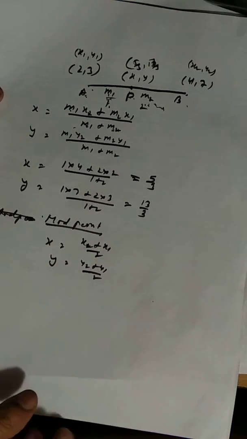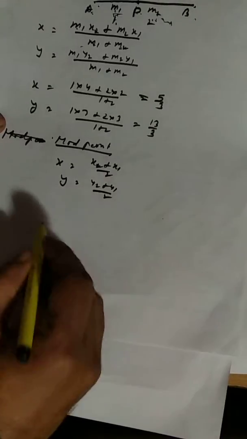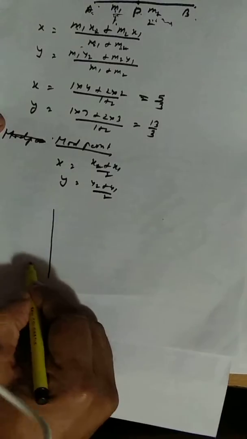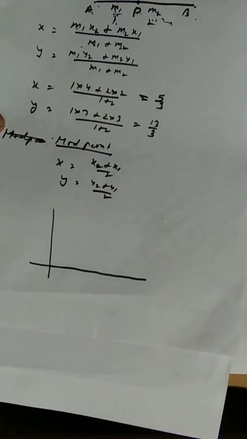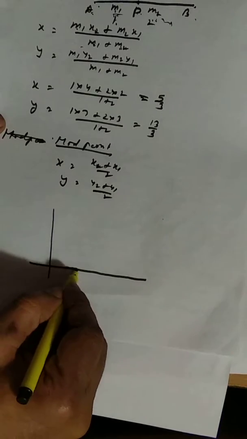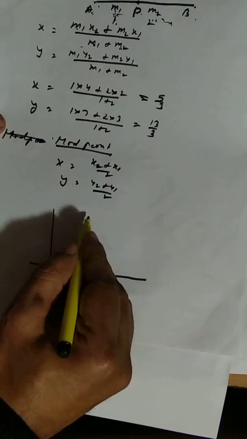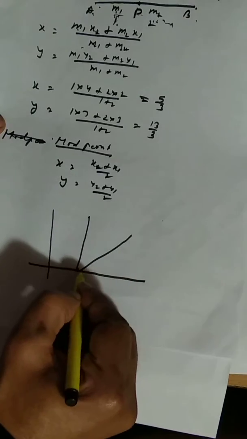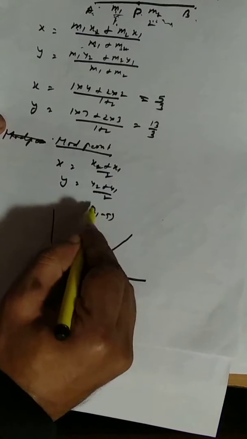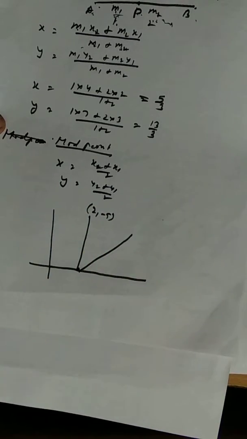One question they usually ask just to check whether you are familiar with the coordinate system or not. For example, a point on the x-axis which is equidistant from 2 points, and the points are given. Suppose you take any point on the x-axis. They ask you, I repeat, find a point on the x-axis which is equidistant from 2 points whose coordinates are given, for example 2 comma minus 5 and minus 2 comma 9.